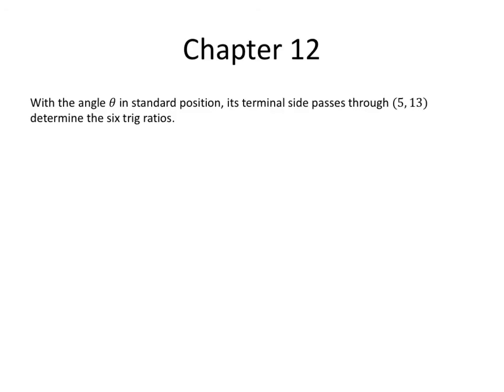The first problem out of Chapter 12 gives you the fact that there's an angle in standard position and that the terminal side passes through a specific set of points, and you need all 6 trig ratios. So that means we need sine of theta, cosine, tangent, cosecant, secant, and cotangent.